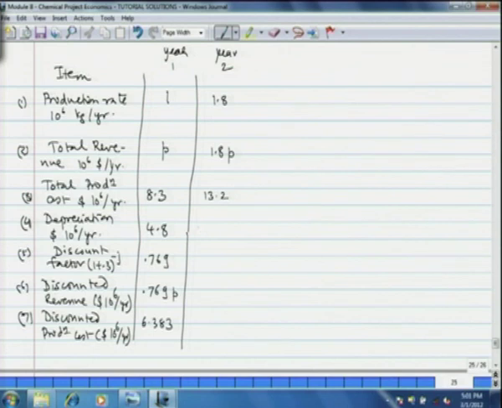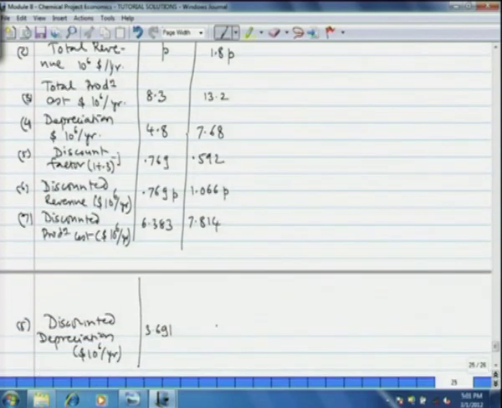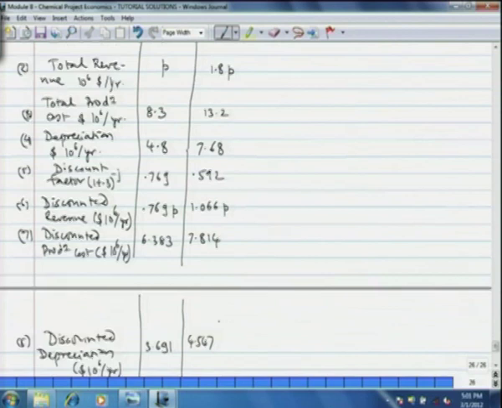Depreciation is given as 7.68, and then the discount factor is 1.3 raised to minus 2, and that is 0.592. After multiplication with this discount factor to the first three items, we get discounted revenue as 1.066p, then the discounted production cost as 7.814, and the discounted depreciation as 4.547, and you can continue in this way.